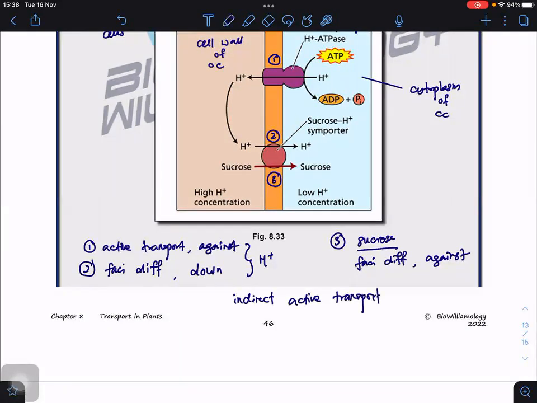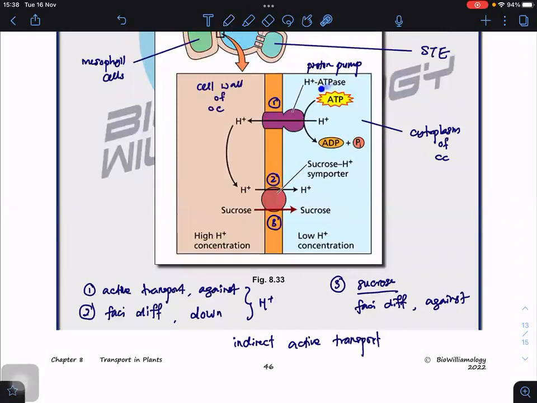Now, why is it indirect? Because if you look at this, the ATP is not directly used to transport sucrose. The aim here is to transport sucrose, but ATP is not directly used for that. We use it to transport the proton. But the net effect is proton moves in, proton moves back, moves in, moves back. So it means that the ATP use here is indirectly to transport the sucrose.